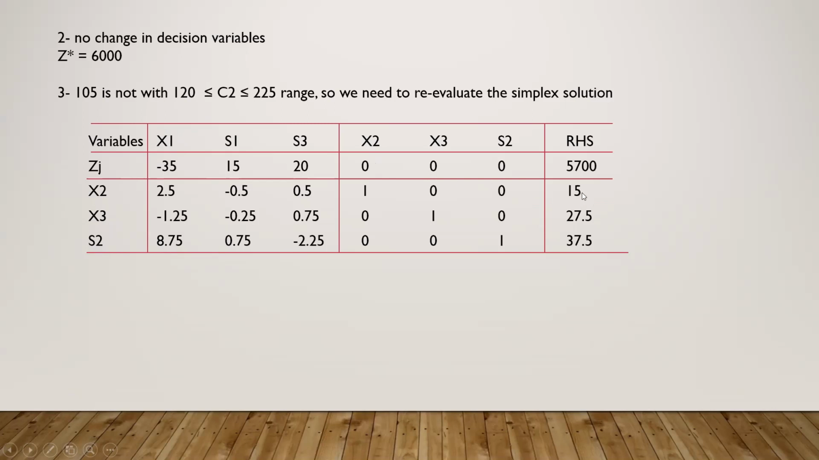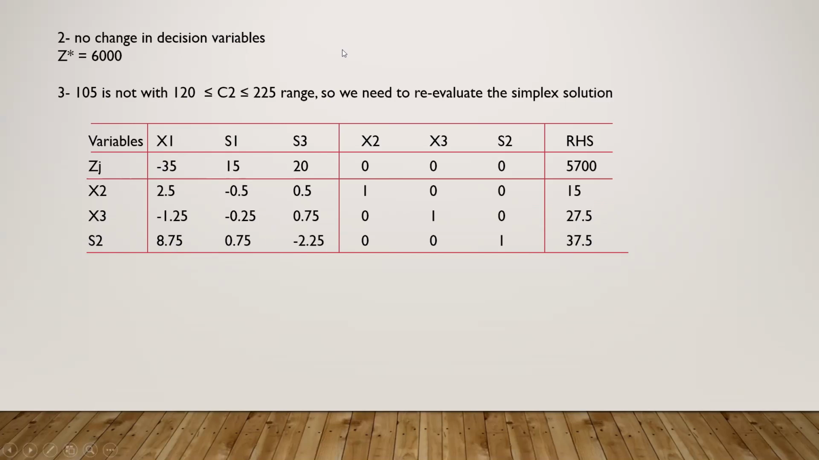Then here you're going to divide. You can iterate the same thing. You divide 15 by 2.5, or 27 by minus 1.25, or 37 by 8.75. There are two ways to go. The ratio over here will be 6. This is negative, so I will exclude this line, and this will be 4 point something. This tells me I should utilize the second resource more. So X1 is replacing X2. Then here we have X1, X2, and X3 as a new basic solution.